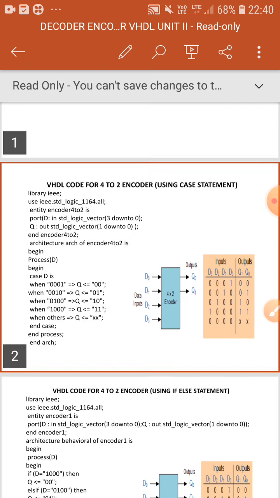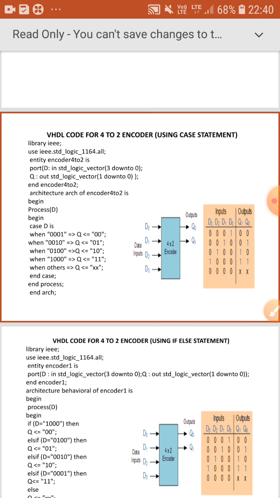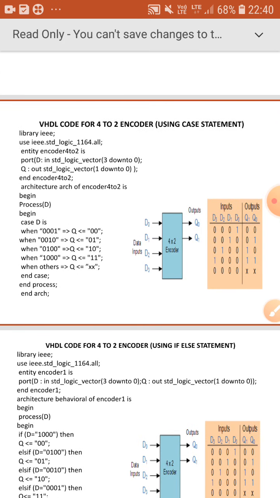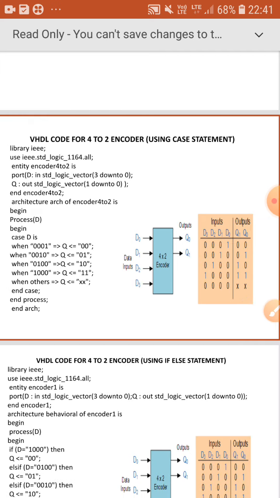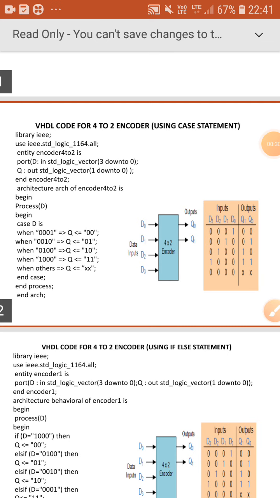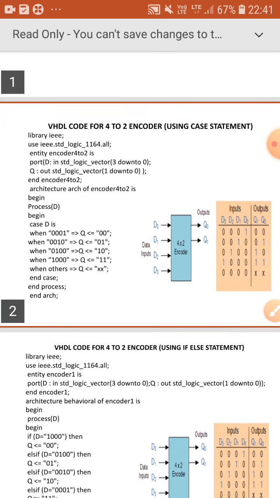This is the VHDL program for 4 to 2 encoder. Encoder is used to convert the input into binary form. In 4 to 2 encoder we have 4 inputs and 2 outputs. D0, D1, D2 and D3 are inputs. Q1 and Q0 are outputs.